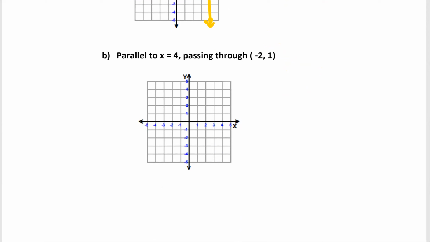This time we want to draw a line x is equal to 4 that goes through the point -2, 1. And we want these two lines to be parallel. So the line that is going to be parallel to x is equal to 4 is going to be another vertical line. And in this case, it'll be x is equal to -2.